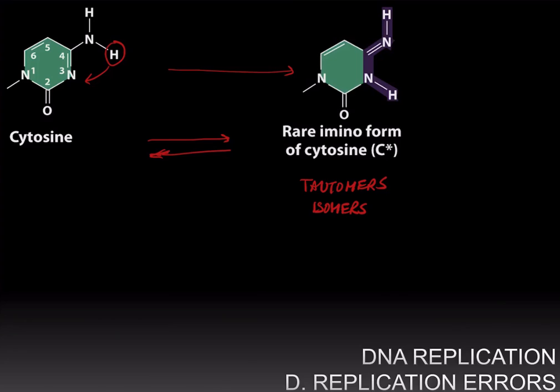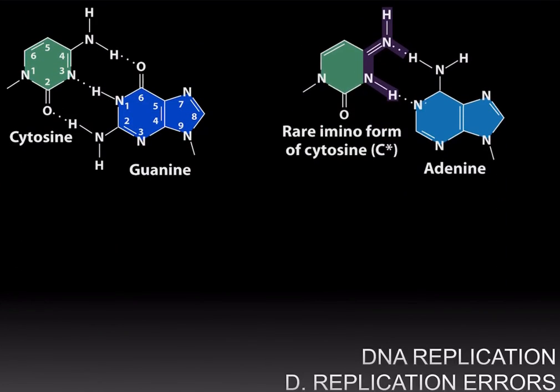And the consequence of this imino form of cytosine is that whereas normal cytosine base pairs with guanine, the movement of the hydrogen atom to the nitrogen in the third position allows this imino form of cytosine, this C asterisk, to base pair with adenine instead of guanine. And what that implies is that sometimes, rarely, you will make mistakes when you are replicating DNA.